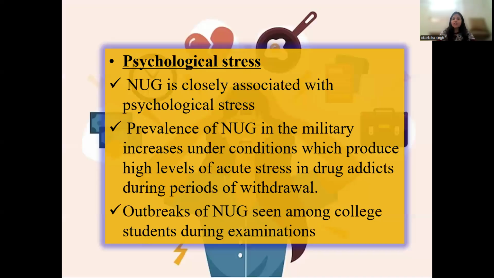So first is psychological stress. In various studies, it has been found that necrotizing ulcerative gingivitis is closely associated with psychological stress. Prevalence of necrotizing ulcerative gingivitis in the military increases under conditions which produce a high level of acute stress. That's why these diseases were first observed in war zones, because there was a high level of acute stress. And then again in drug addicts during periods of withdrawal, outbreaks of NUG can be seen, and among college students during examinations, because that is the only time when we are taking a lot of stress.